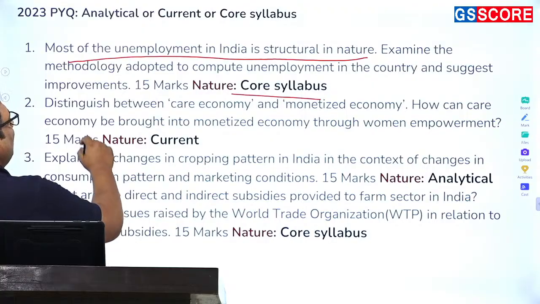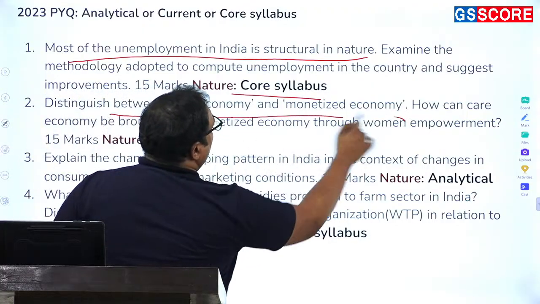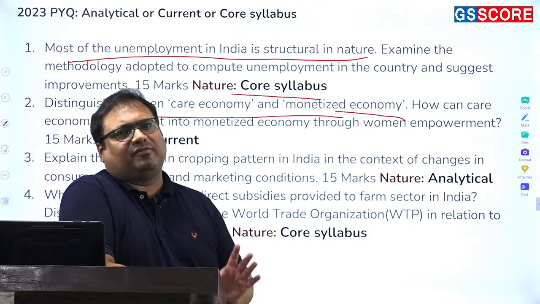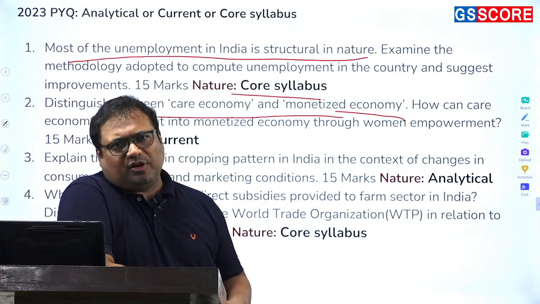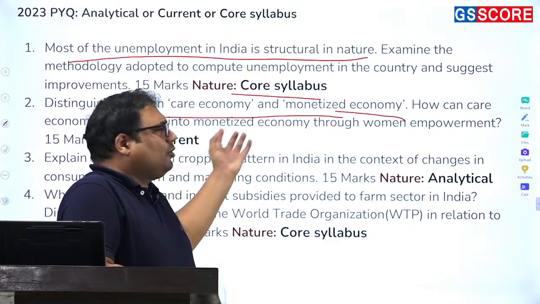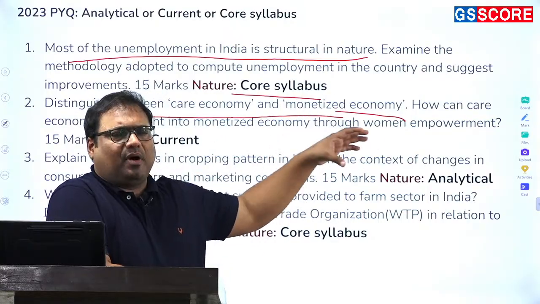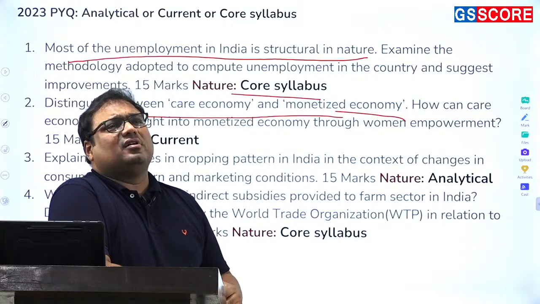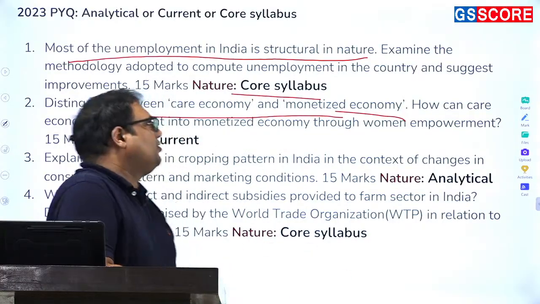Then there was this question about care economy, monetized economy. This was something you could link to current affairs. This is not your core syllabus. You can link it to inclusive growth. You can link it to women empowerment. But this is something which was in news for the last 2-3 years, ever since the purple economy is highly in discussion.